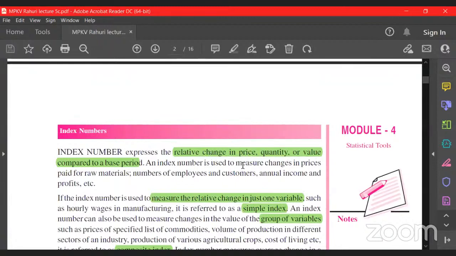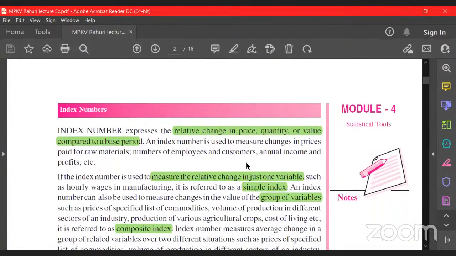Why? Most of our economic studies are all turning around the effect of price forecasting, price inflation, inflation trend, everything is on price. So whatever I'll be explaining will be with respect to price. If you replace the word price by quantity, it will become quantity index number. If you replace quantity by value, it will become value index number. Okay. Now, there are two terms here, simple index and composite index.